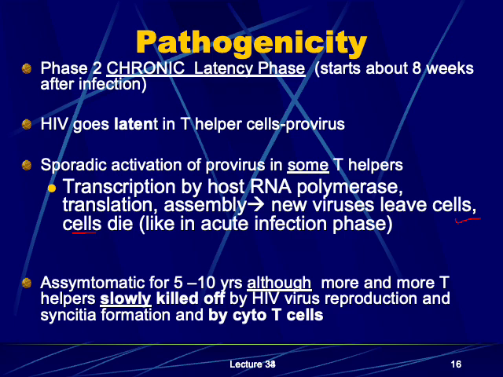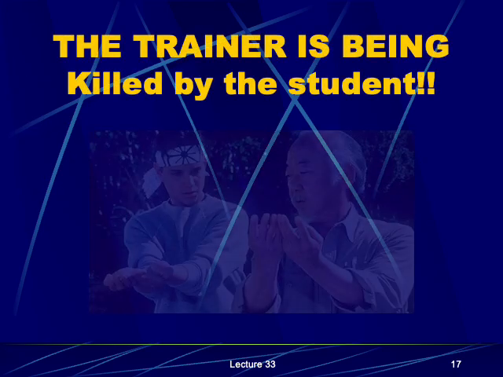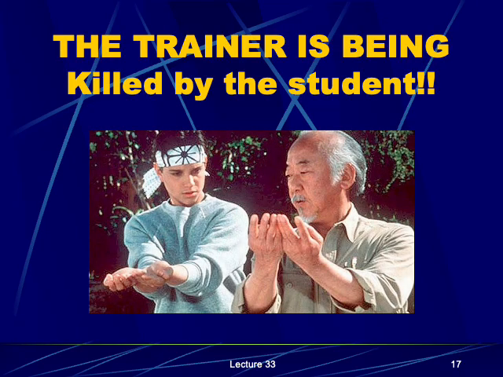Because again, the virus is going to reproduce, work the cells to death. The virus is going to trigger syncytia formation. The cells die. And also, this becomes a much more important factor now. The cytotoxic Ts that are killing virally infected cells, they're destroying what cells? T helper cells. And if you think about it, that's really bad. Why? Because the trainer, the T helper cell, is being killed by its student, the cytotoxic Ts.